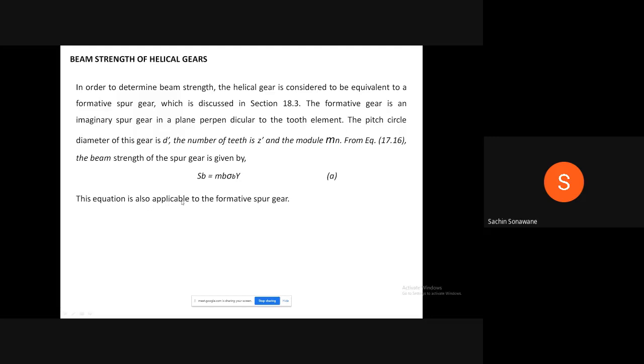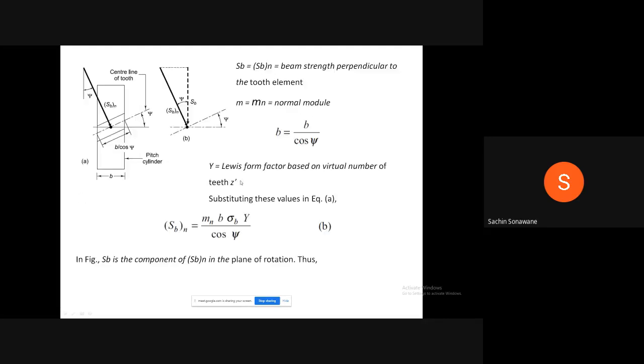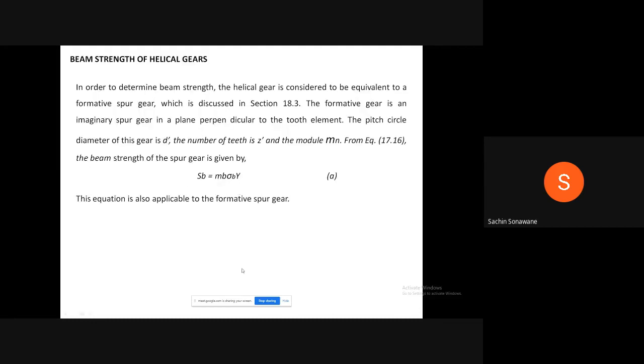This equation is also applicable to the formative spur gear. Therefore, this equation we have already studied. Beam strength SB is equal to mb sigma b into y. Please write down this equation, and write down the beam strength. The beam strength of spur gear is given by SB is equal to mb sigma b into y, equation A. Then please write.